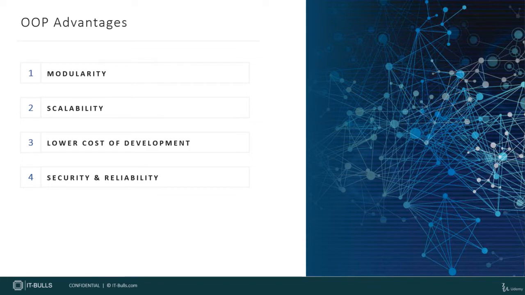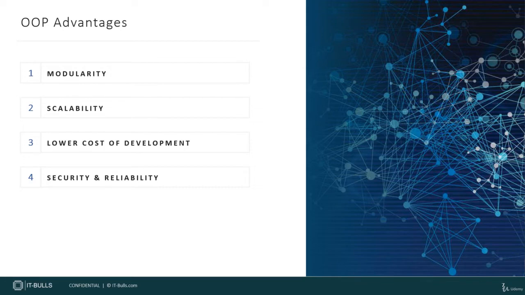Lower cost of development. OOP design allows you to reuse code. When you reuse code, you decrease the number of places where potential defects can appear. Also, you spend less time to reuse an already existing method than to write a new method from scratch.